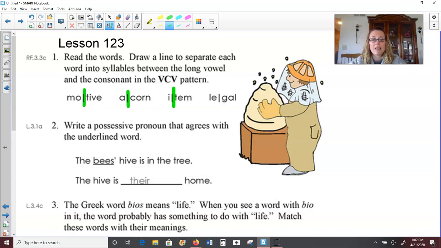Legal. Legal. We hear the long E, so we split after that.